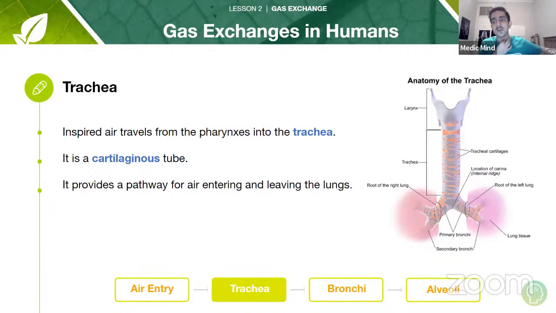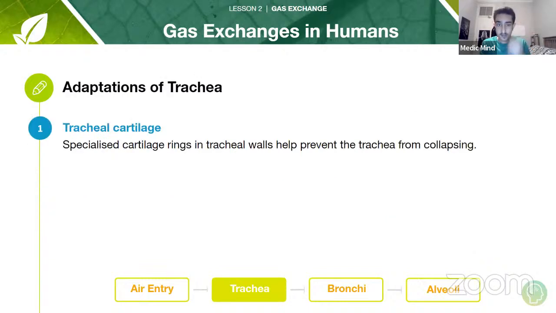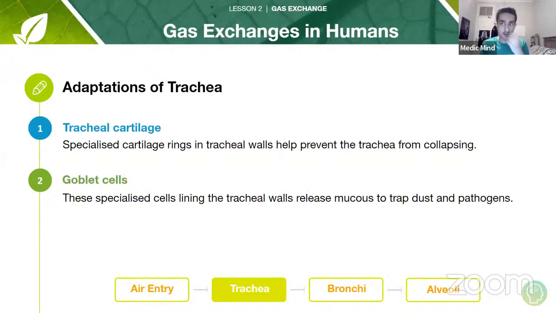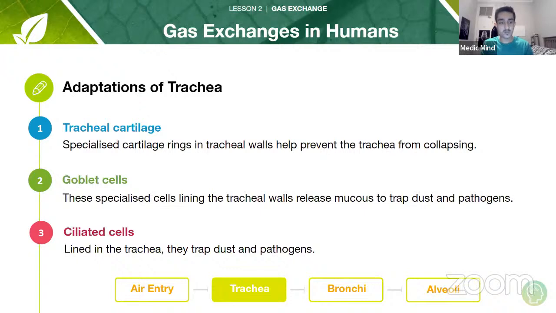Your trachea is lined like this because the air is at really high pressure in the trachea. In order to prevent your airways from collapsing, you have tracheal cartilage, which are specialized cartilaginous rings in the tracheal walls. The goblet cells, again, produce mucus, and their job is to trap dust and particles to prevent bacteria and organisms from entering the lungs, which would be quite bad. There are also ciliated cells lining the trachea, which help trap dust and pathogens.